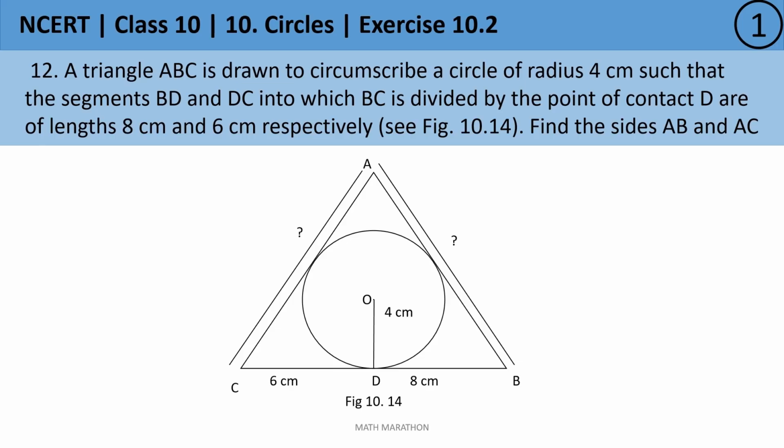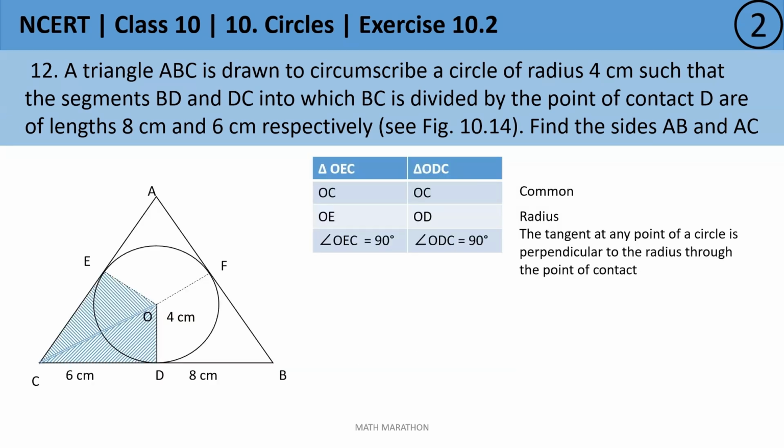A triangle ABC is drawn to circumscribe a circle of radius 4 cm, such that the segments BD and DC, into which BC is divided by the point of contact D, are of lengths 8 cm and 6 cm respectively. See the picture. Find the sides AB and AC. E is a point of contact. F is also a point of contact.